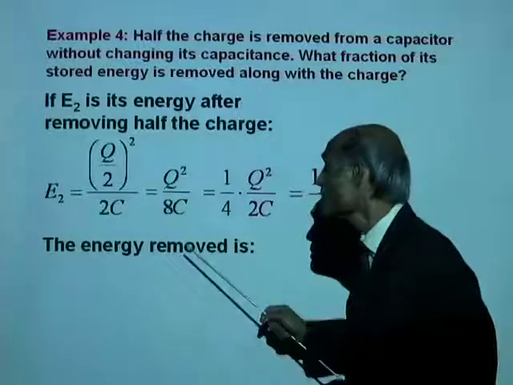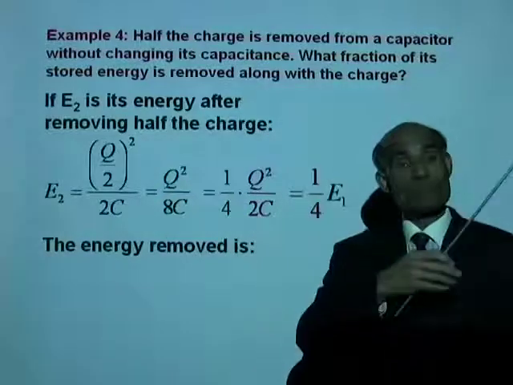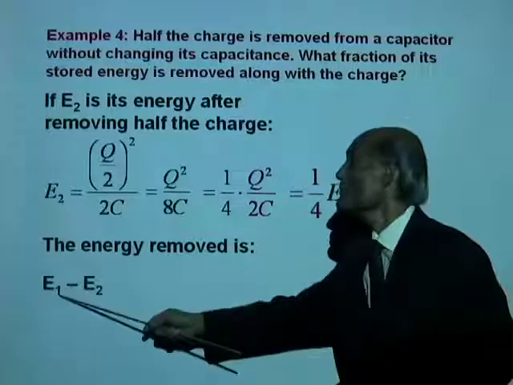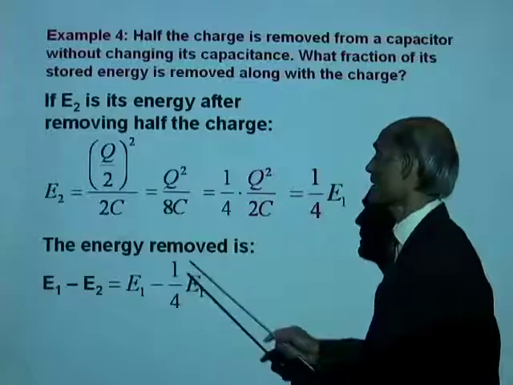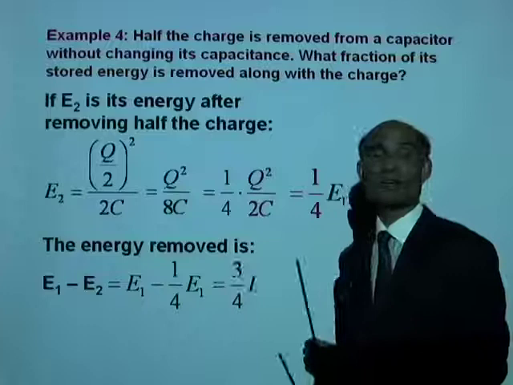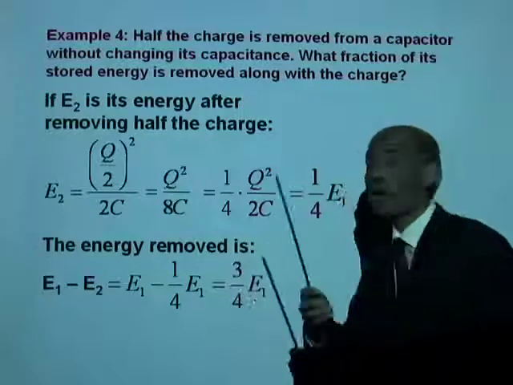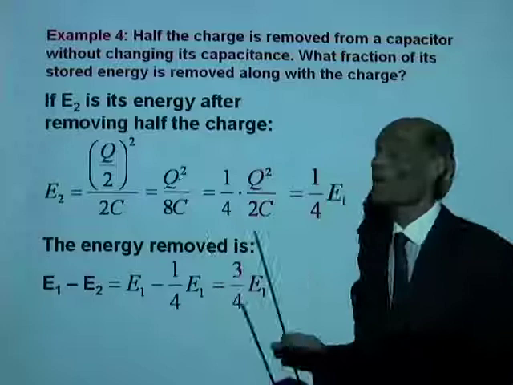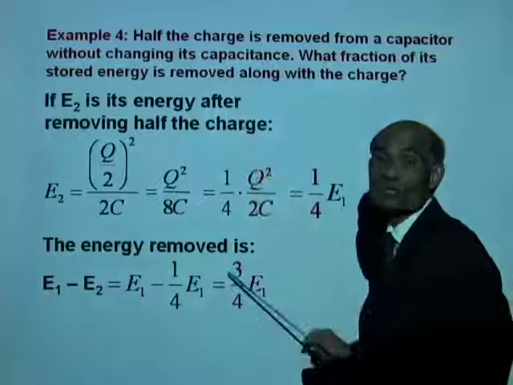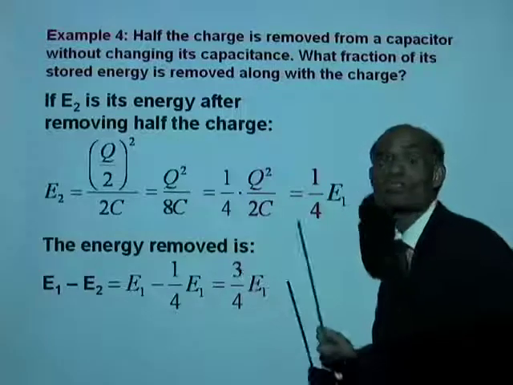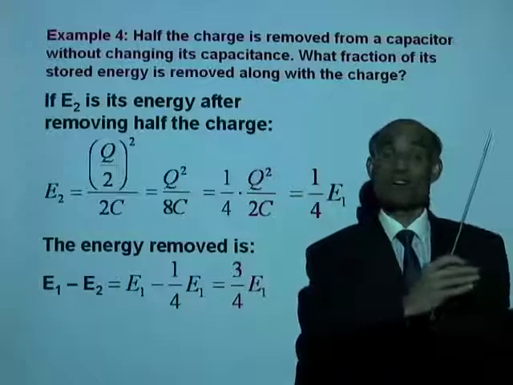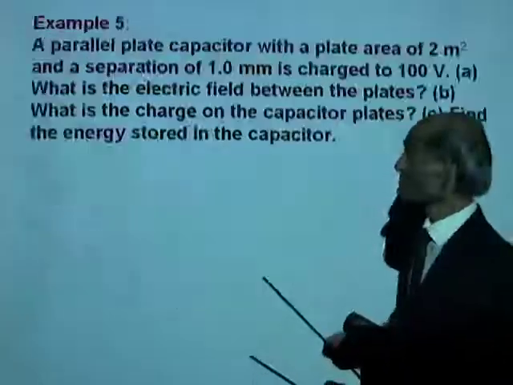Therefore, how much energy then got removed? It is the initial energy minus the final energy, E1 minus E2. E2 is 1/4 of E1. That is, 3/4 of E1 is actually removed. What fraction of its stored energy is removed? 3/4 of the original energy has been removed by taking away half the charge. I hope you understand the problem. Okay.